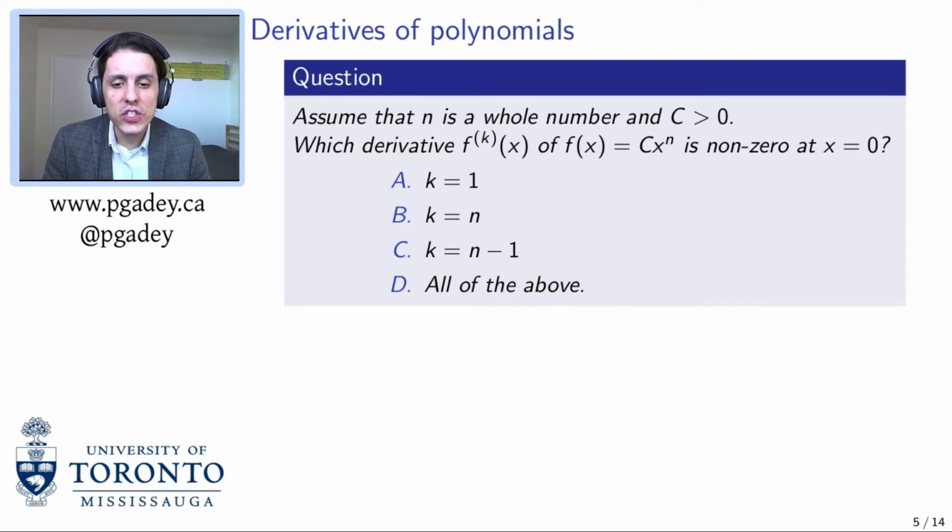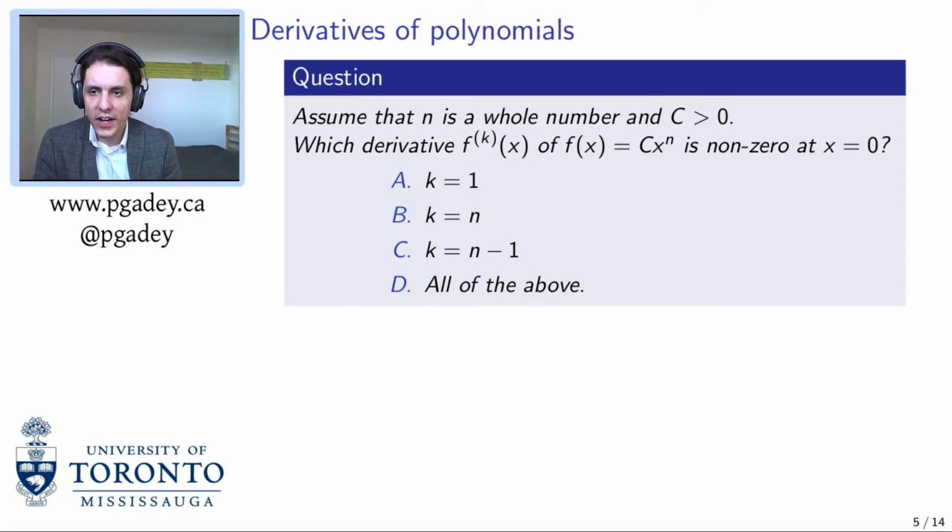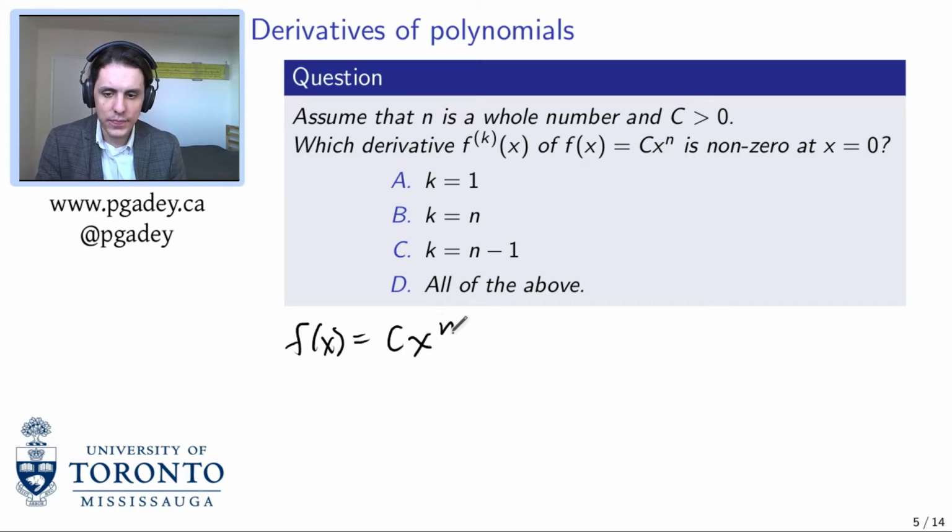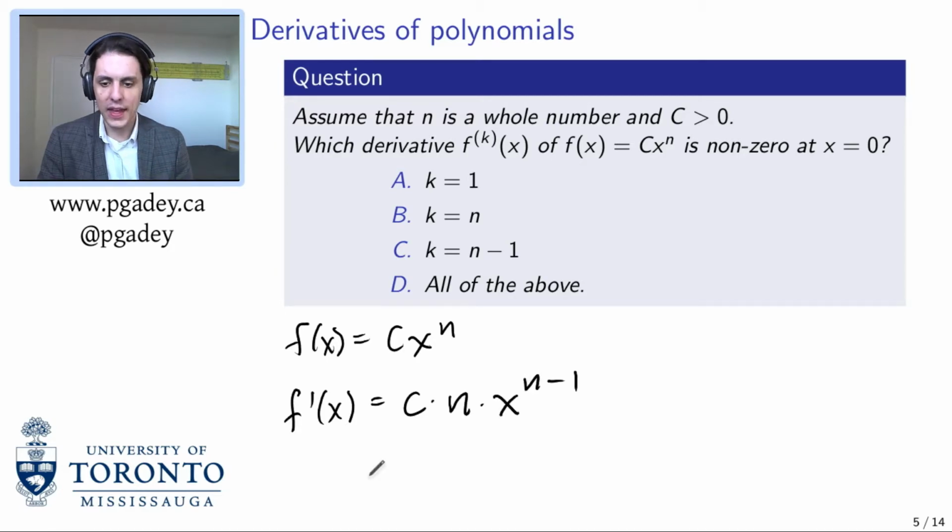All right, let's check it out. So we've got our function f of x is c x to the n. Let's take its first derivative. Now we'll get c n x to the n minus 1.